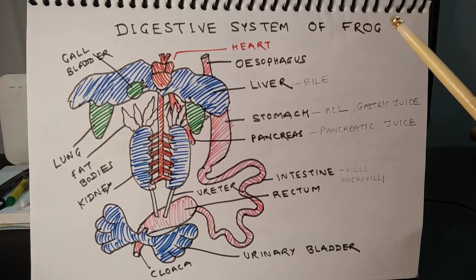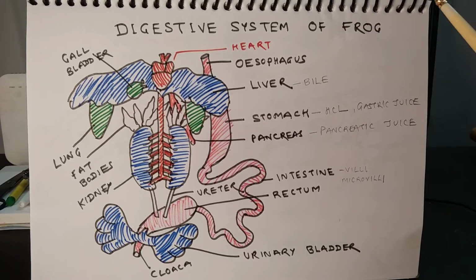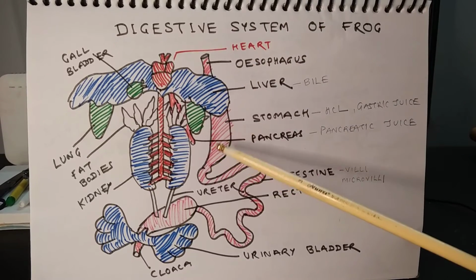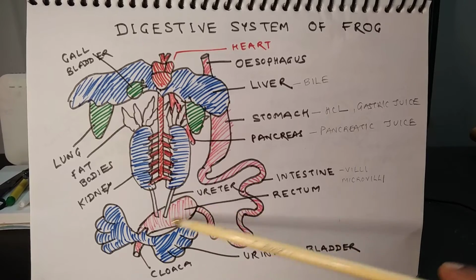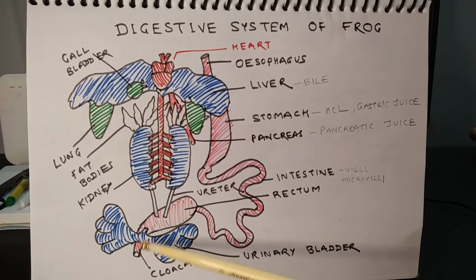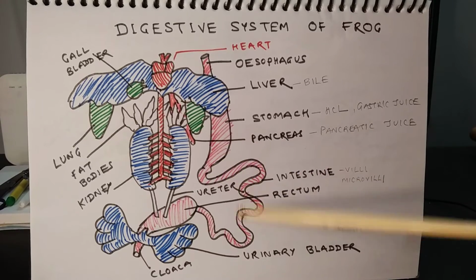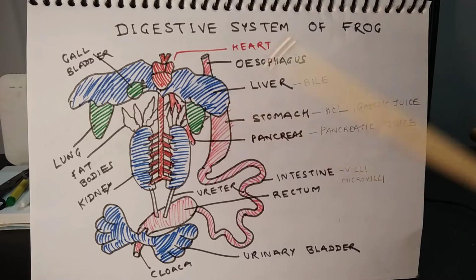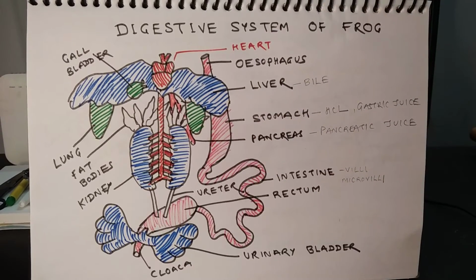It contains an alimentary canal and some accessory glands. The alimentary canal begins with an esophagus, which is followed by a stomach. Stomach is followed by intestine, and intestine is followed by rectum. Rectum opens out through cloaca. Since frogs are carnivorous, the intestine is very small in length, and there are 2 portions in the intestine. The anterior portion is called duodenum.